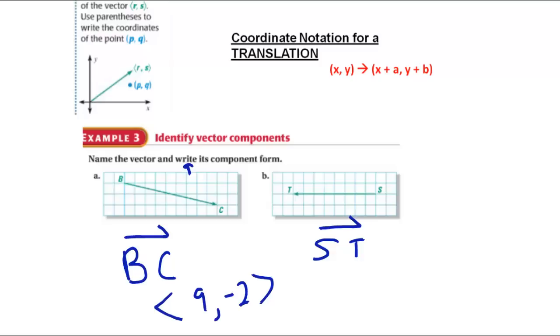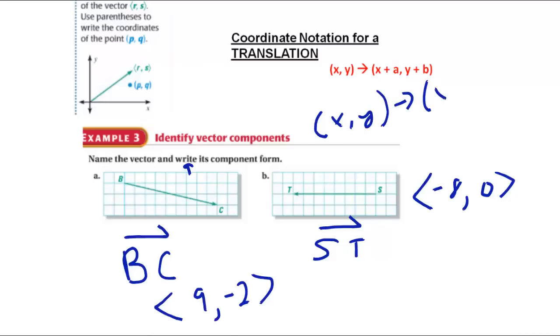My component form on this one is 1, 2, 3, 4, 5, 6, 7, 8, and I went to the left, so that makes it a -8. I didn't go up at all, which makes it a 0. Just so you kind of get the thing about component form and notation, if I wanted to do part B as coordinate notation, I would write (x, y) goes to (x minus 8, y). And y would not change. And again, those are points, so they stay with the parentheses on them.